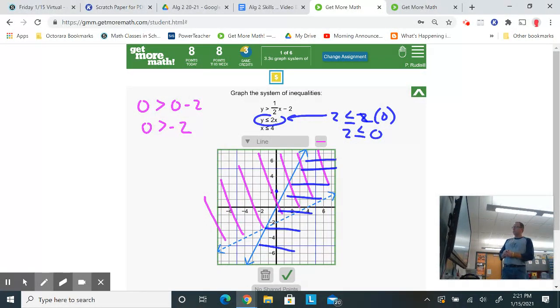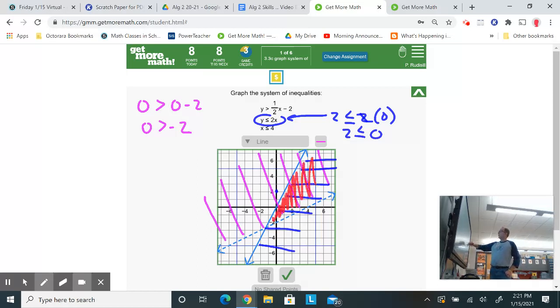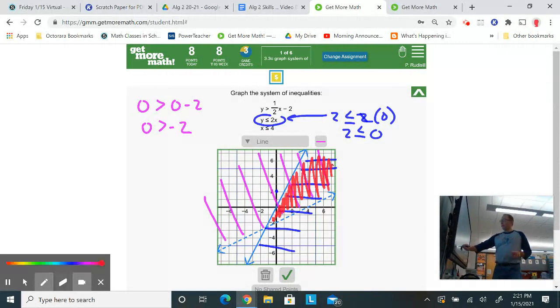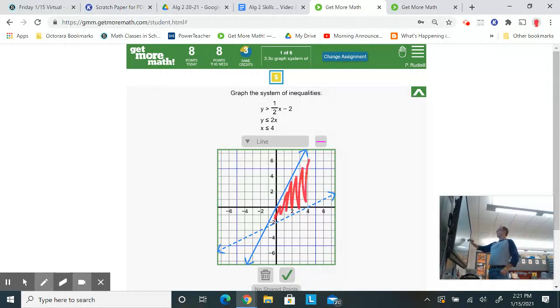So far, it looks like we have a shaded region. I'll put it in red. The shaded region where they're both shaded is right in here. Just that. Okay? So I'm going to erase that stuff, and I'm going to take the red and reshade it. So far I know that that is what the solution would be for the first two inequalities. But we have a third inequality.